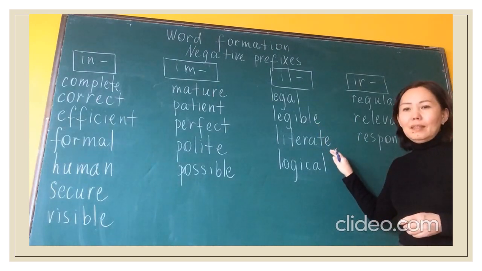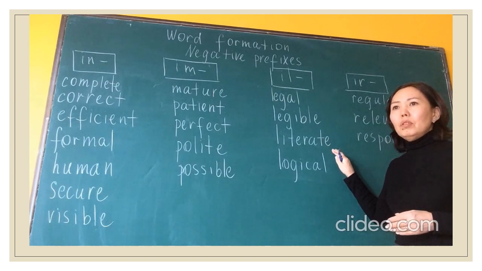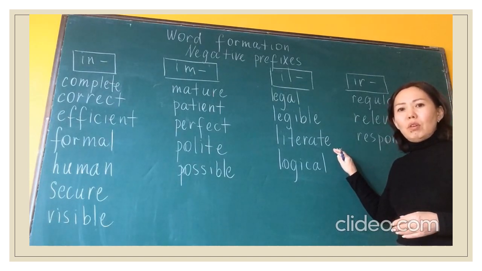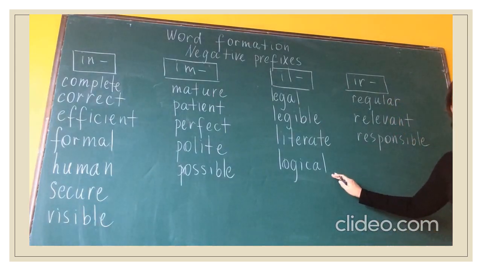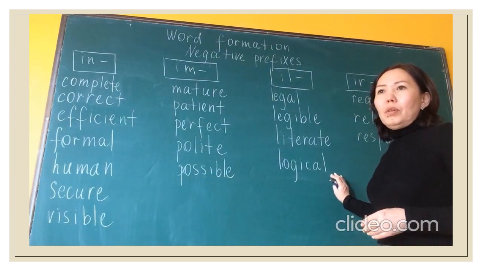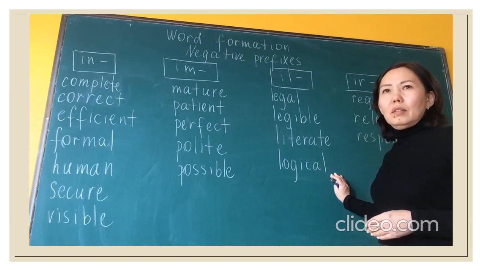Literate and illiterate. Literate is a person who can read and who can write, but an illiterate person is someone who has never learned how to write and how to read. Logical and illogical. When a person speaks in an illogical way, that means that his speech doesn't make any sense.